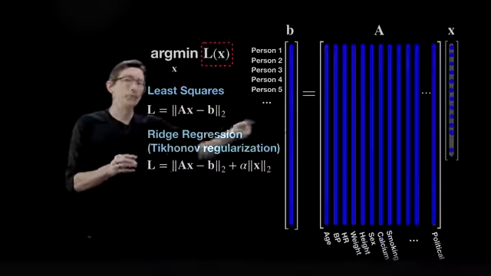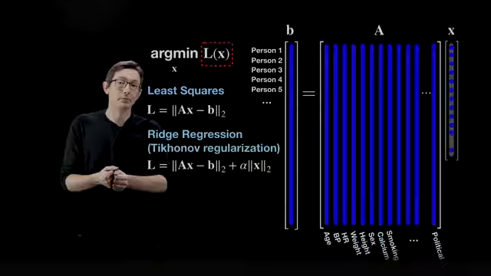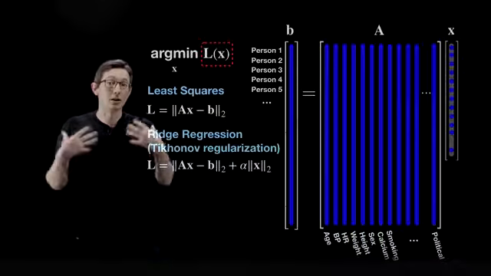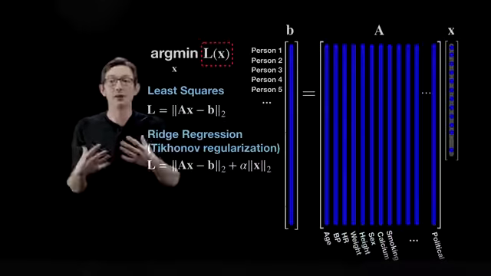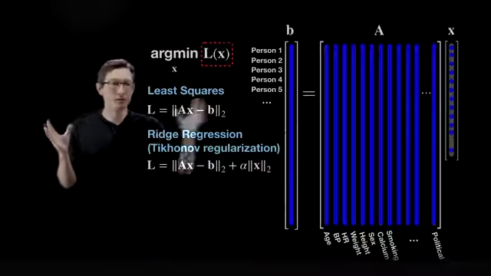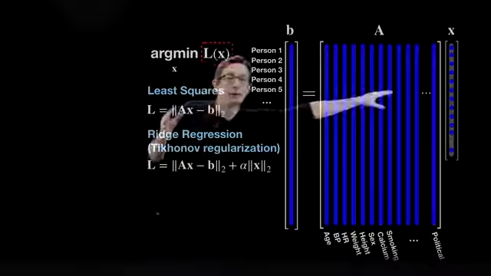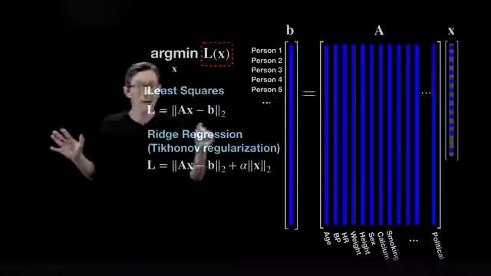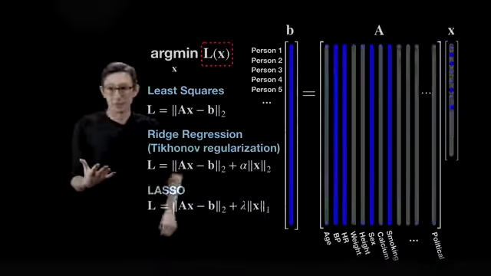But you still get a model that is essentially dense. All of the entries of X are non-zero, and so your model is still very complicated, in that it needs all of the explanatory factors to describe the outcome. And that's where the LASSO comes in.